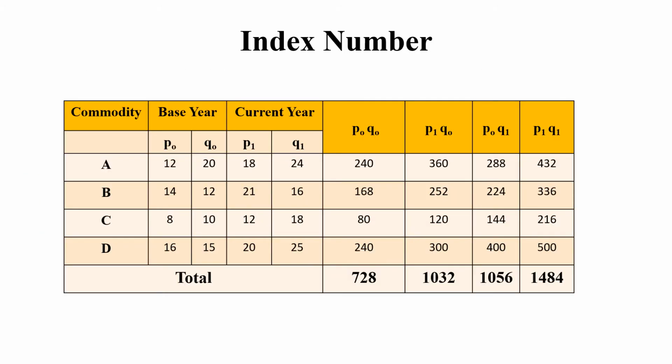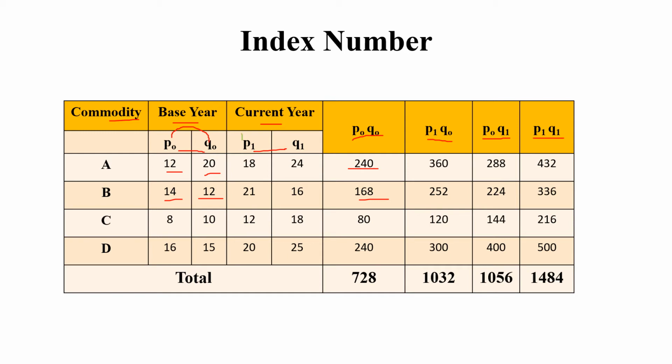Same way I will be doing over here, that is commodity. Base year we will have P0, Q0. Current year will have P1, Q1. Next columns which we are going to draw over here are P0 Q0, P1 Q0, P0 Q1 and P1 Q1. So we'll be multiplying the columns P0 and Q0, both of these. So 12 into 20 will be 240. 12 into 14 would be 168. Same way you are going to multiply all the columns.